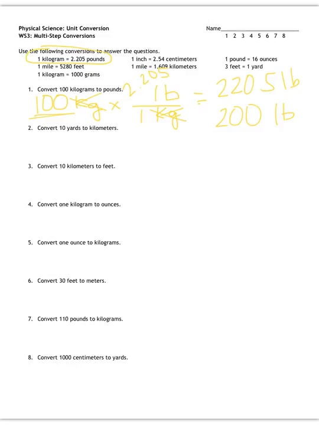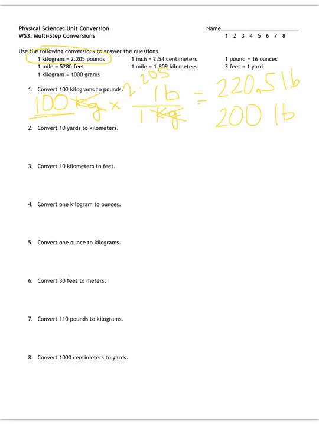I would not count off if you said 220.5 pounds on this one. I'm just looking for a reasonable number of significant figures. So if you're off on significant figures by a little, that's okay. But if you have like 10 significant figures and there's only supposed to be 3, that's a problem.